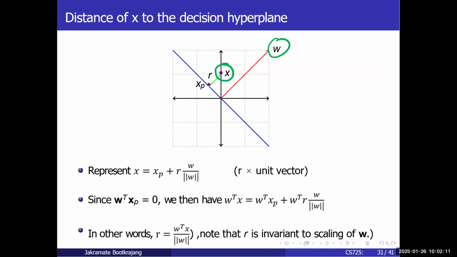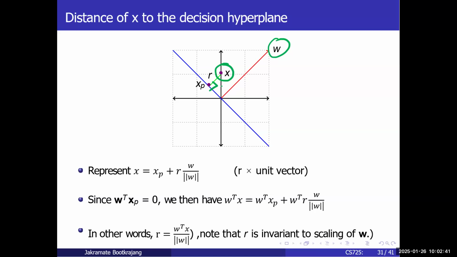You have a point. Basically, if you want to find the distance between the point and the line, you draw a line that is perpendicular, right? You draw a line from the point to the line that you want to calculate the distance to, and that line has to be perpendicular to the line. This R is going to be the distance.